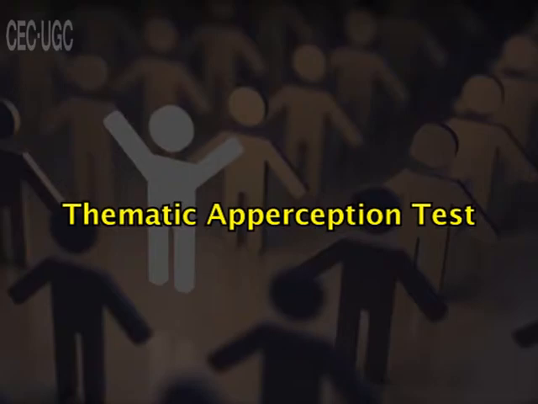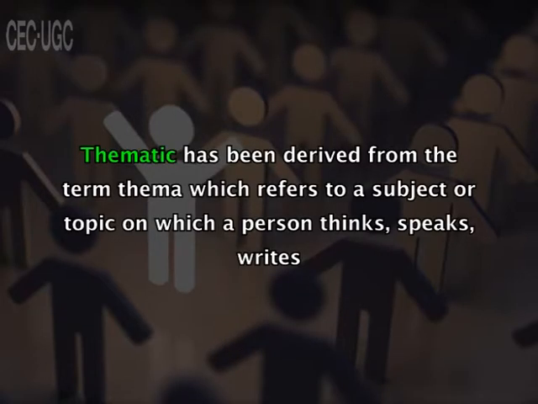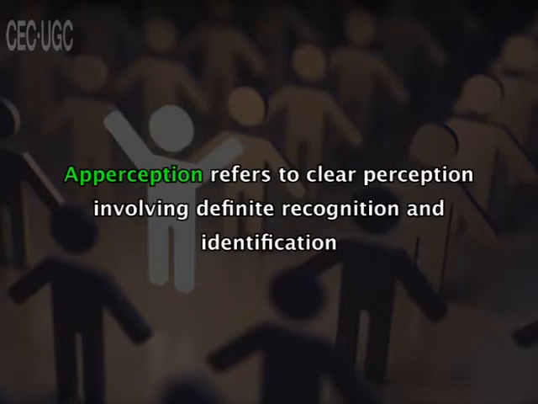Thematic apperception test. This projective technique was introduced by Henry Murray to measure the need for achievement, but it was fully developed by Morgan for the assessment of personality. The term thematic is derived from the term thema, which refers to a subject or topic on which a person thinks, speaks, or writes. Whereas apperception refers to clear perception involving definite recognition and identification.